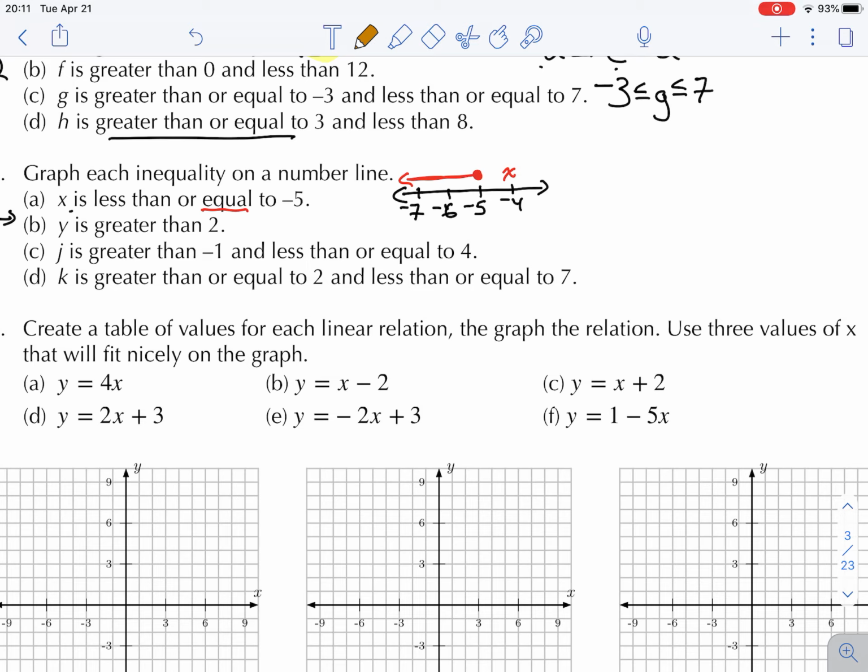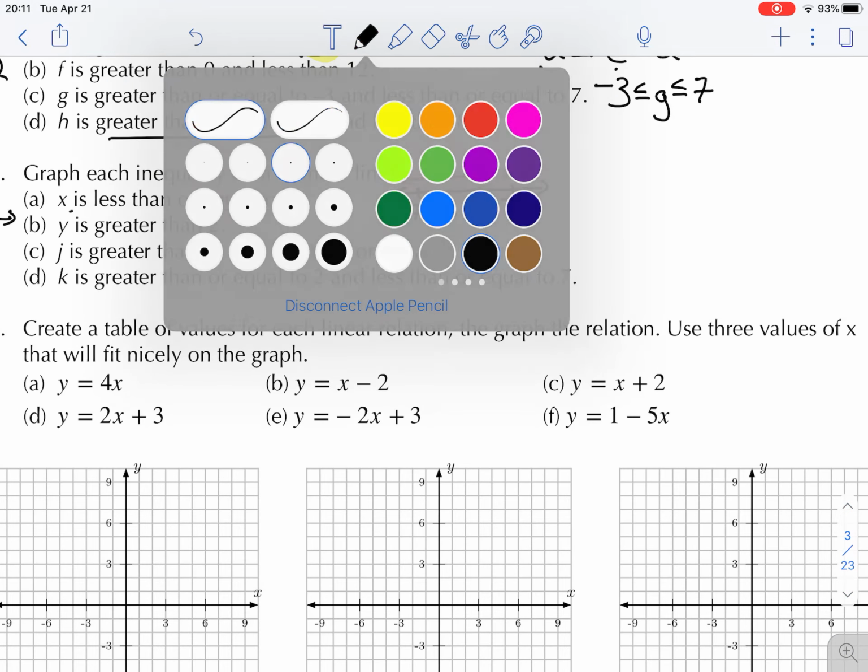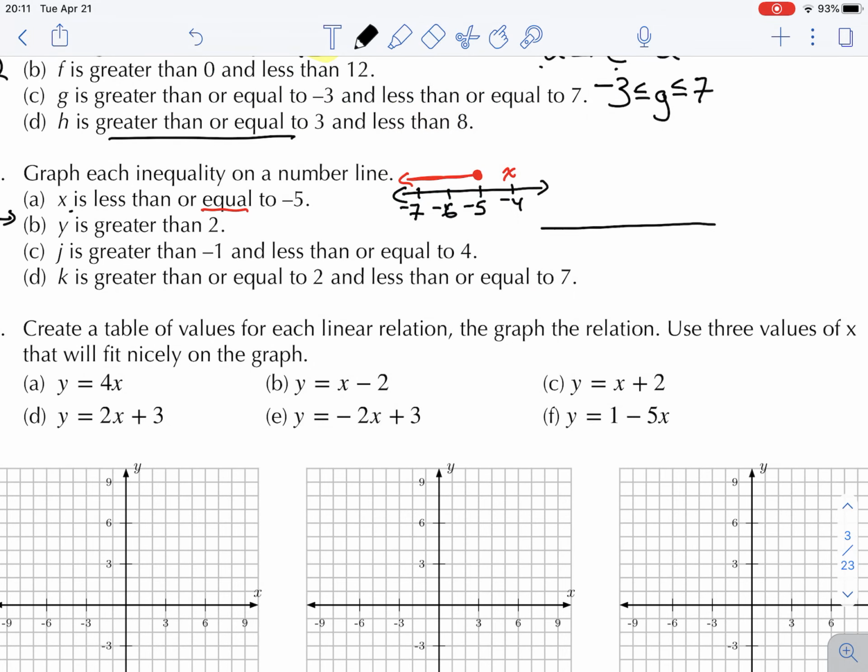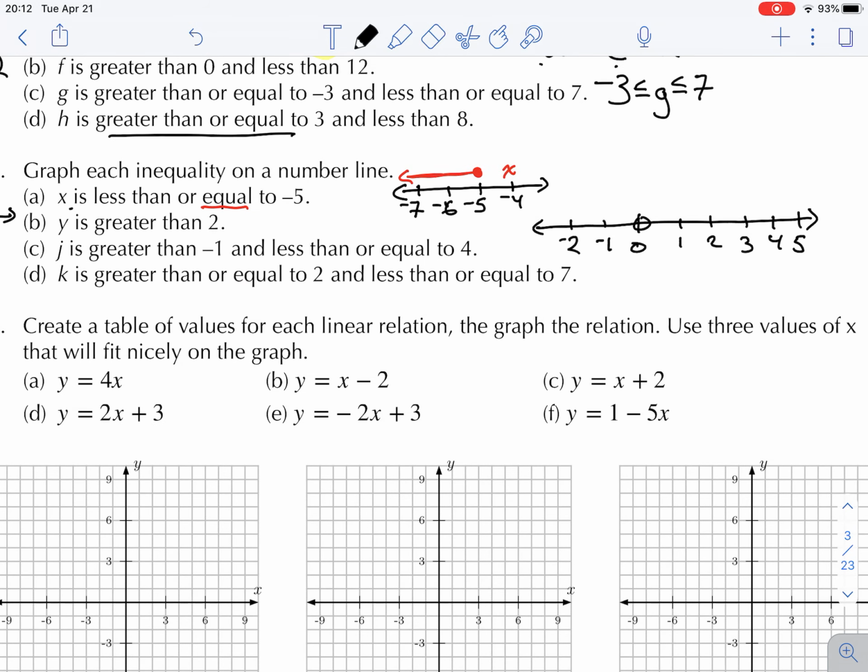Letter C. J is greater than negative 1 and less than or equal to 4. So we need a number line for J. And I'm going to start at negative 2, negative 1, 0, 1, 2, 3, and I need to go a little bit farther so that I get all the way up to 4 and 5. I should have put 0 on a tick like normal.